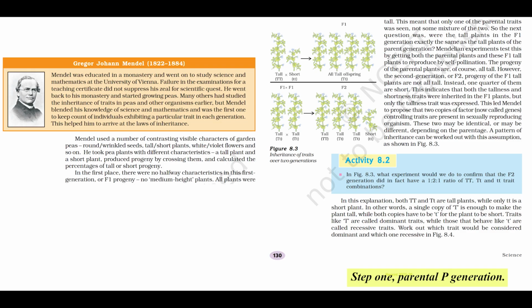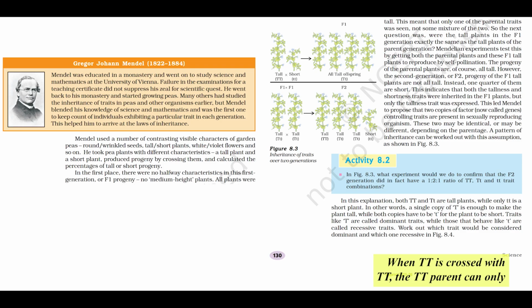Step 1. Parental P generation. The pure breeding tall parent must have two identical factors for tallness. Let's represent the factor for tallness with a capital T. So its genetic makeup, its genotype, is TT. The pure breeding short parent must have two identical factors for shortness. Let's use a lowercase t. Its genotype is tt.